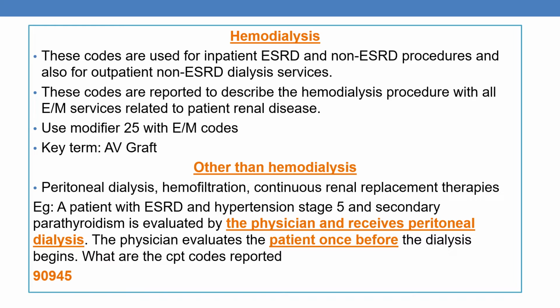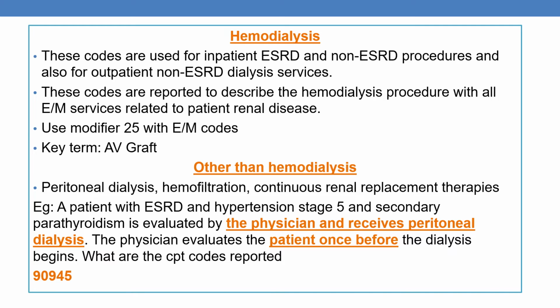This is one of the key terms. Now coming to dialysis other than hemodialysis, for example, peritoneal dialysis, hemofiltration, other continuous renal replacement therapies. For all these cases, for single evaluation, the code is 90945, and for repeated evaluation, the code is 90947.